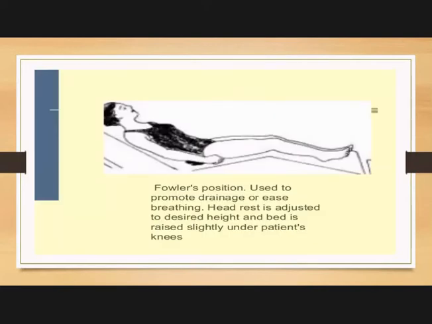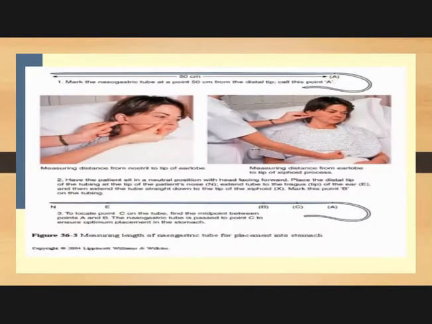This is Fowler's position, used to promote drainage or ease breathing. The headrest is adjusted to the desired height and the bed is raised slightly under the patient's knees, like this. Tip of the nose to the earlobe, and the second picture shows tip of the nose to earlobe and earlobe to the xiphisternum. Okay?